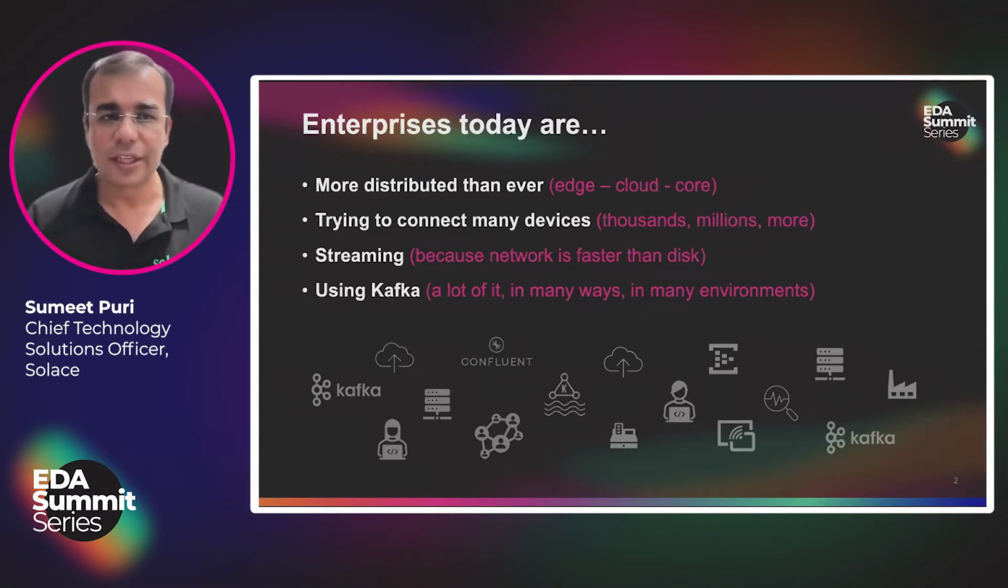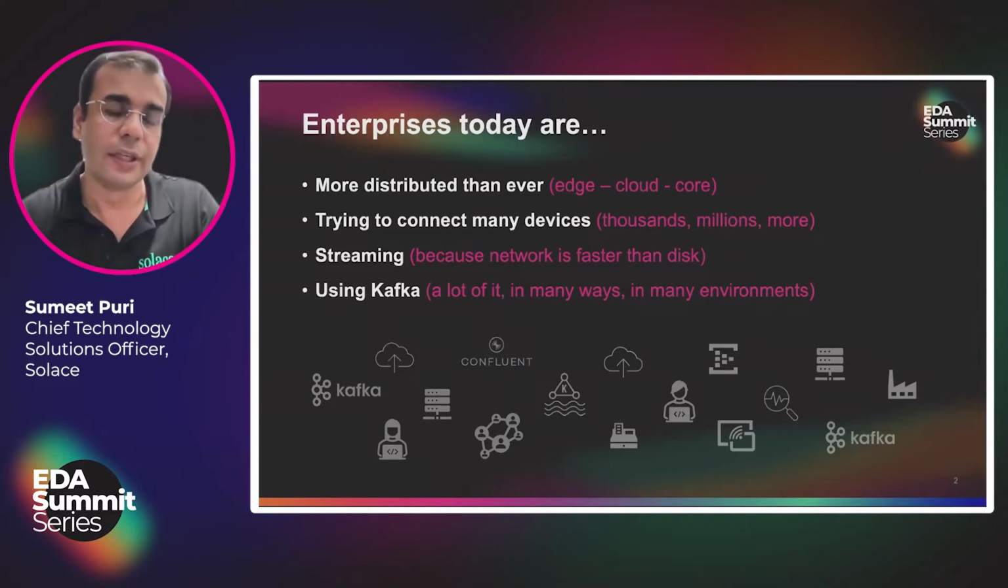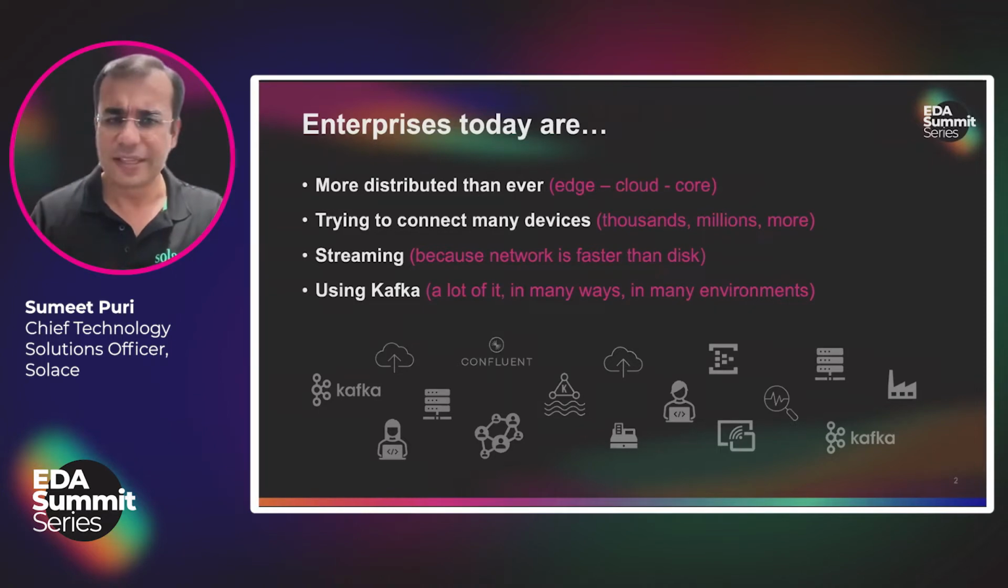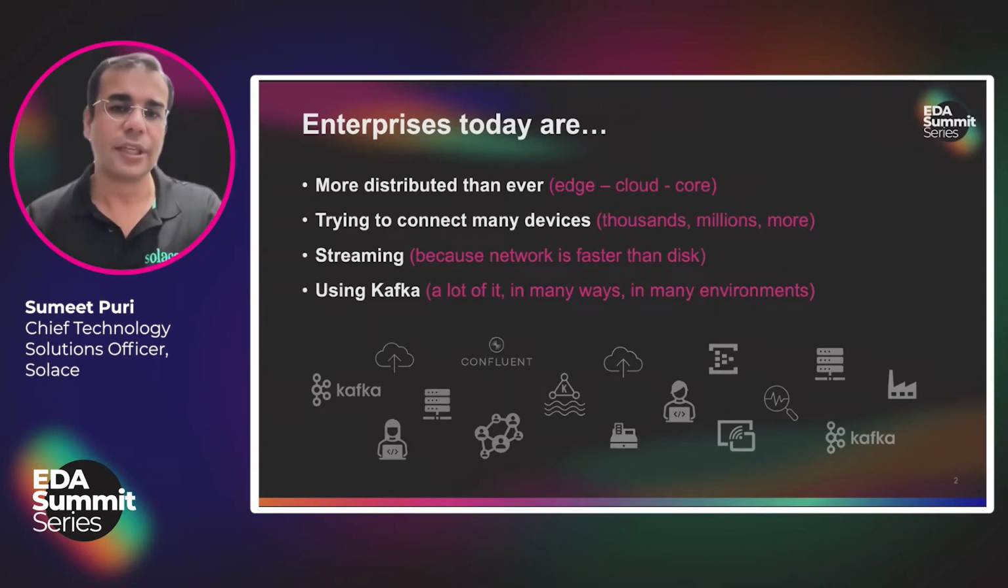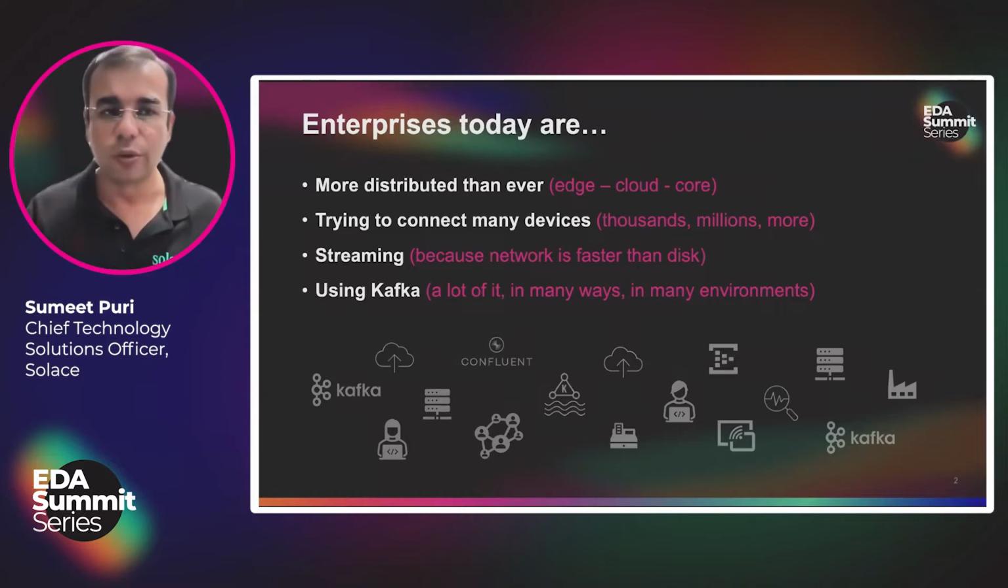So enterprises today, as we know, are more distributed than ever. And this distribution has been powered by a few things. First and foremost, network is faster than disk for the past few years. And with 5G, the capabilities of this network, even at the consumer grade, are becoming increasingly faster. And as a result, the event mesh, or the capability of distributing applications, has gone down even to the edge. So from edge to cloud to core, applications are more distributed than ever.